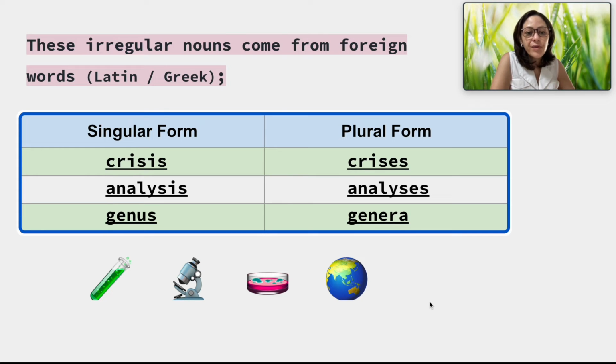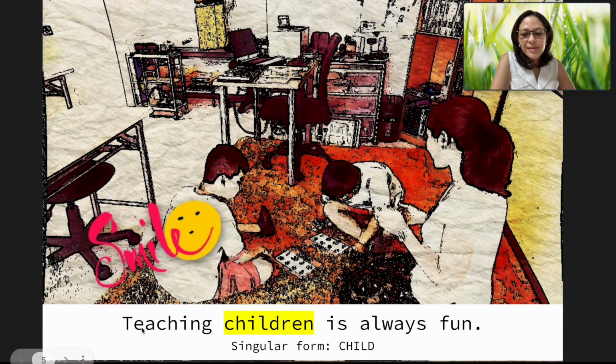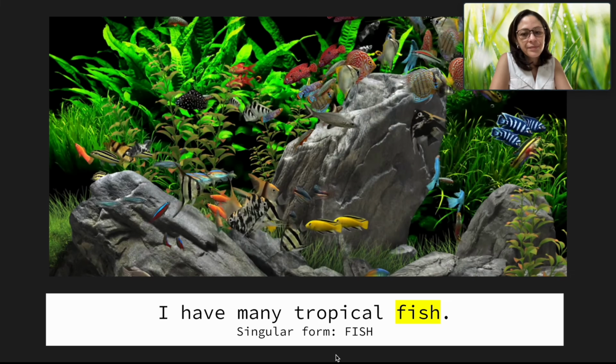Now I'm just going to show you some sentences so we can practice a little bit of what we have seen in sentences. Okay, let's go. My first sentence is, teaching children is always fun. The singular form of children, child.